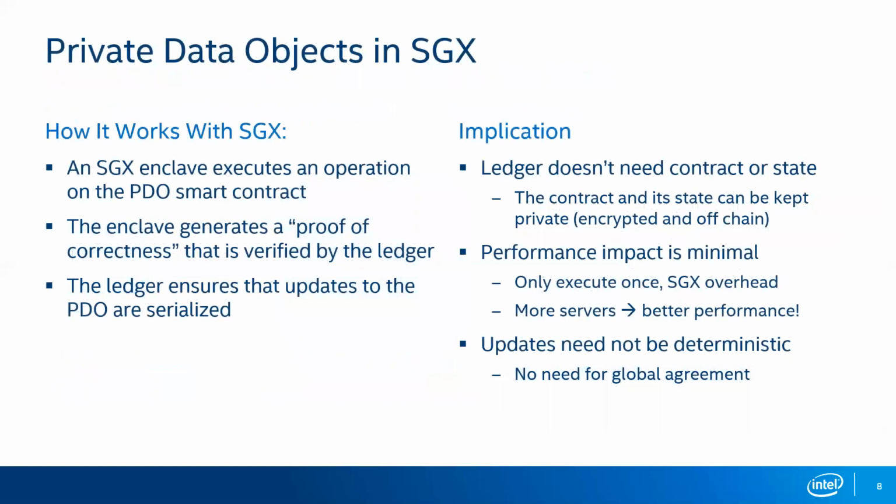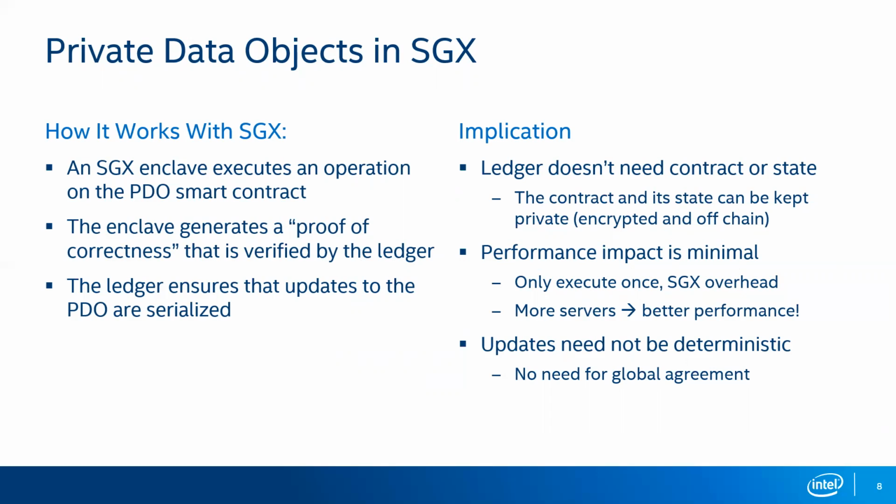Mapping that back to the private data objects work, we're taking one of these smart contracts and executing it inside the enclave. The enclave generates these proofs of correctness, and the ledger then ensures that the updates are serialized correctly. The ledger doesn't need contract state, so this addresses a lot of our concerns about physical access to data. The GDPR issues we're able to address very clearly with this. The performance impact on smart contract execution is minimal, so we get much better performance, and performance scales.